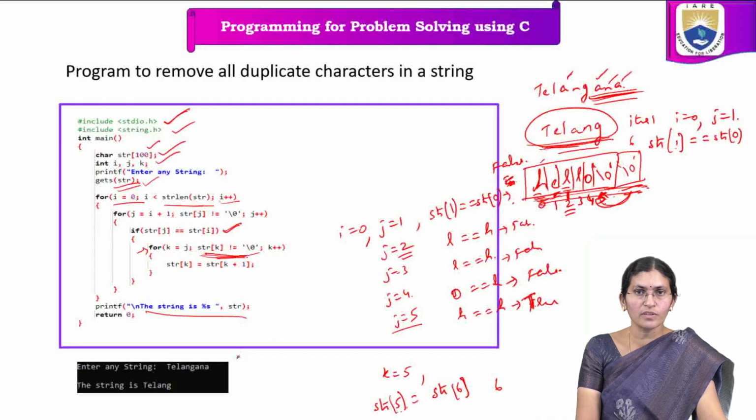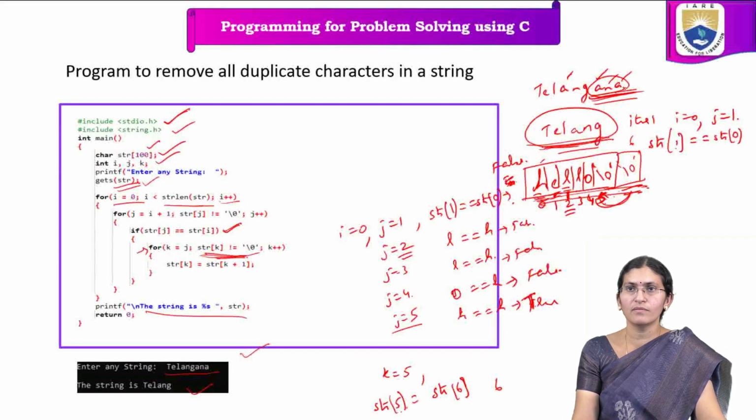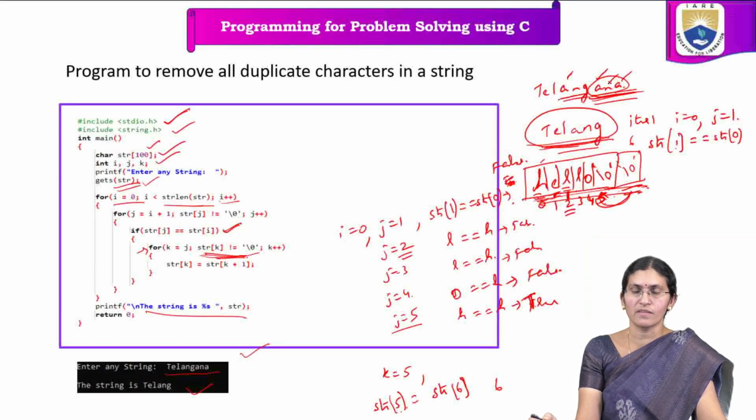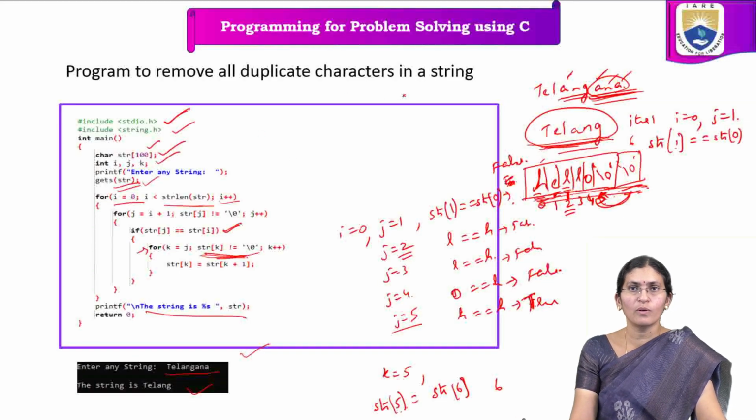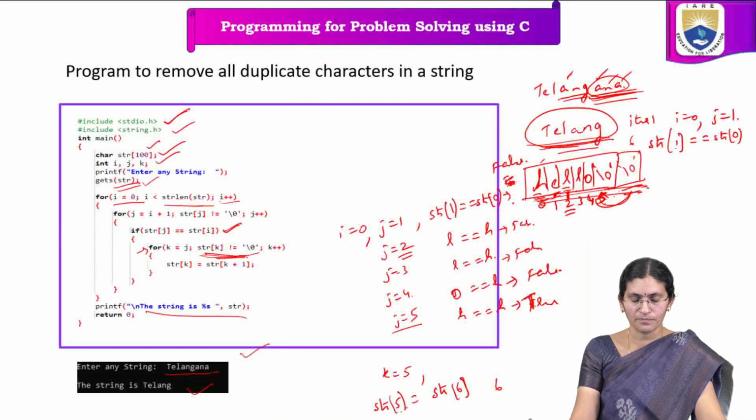If you execute this program and enter any string, suppose the string entered is Telangana, then the output of the string is TELANG. Here we have removed the characters which are occurring more than once. This is how we can write the program to remove all the duplicate characters in the string.